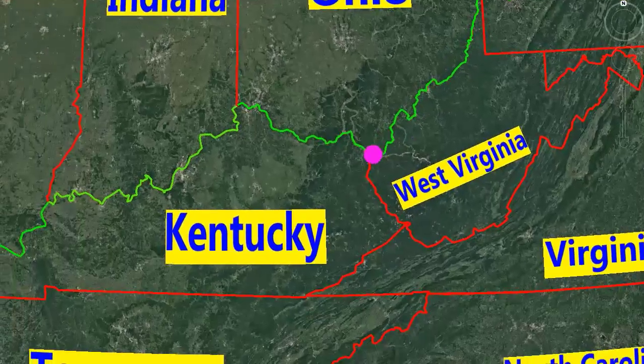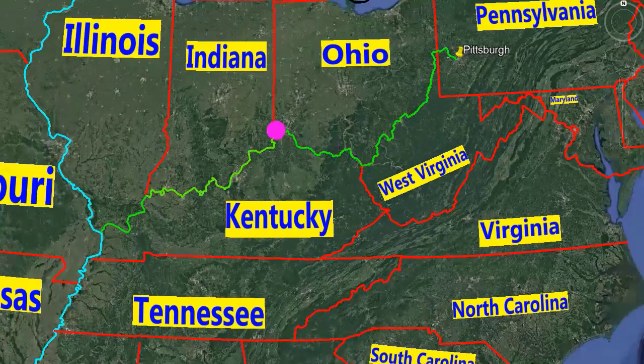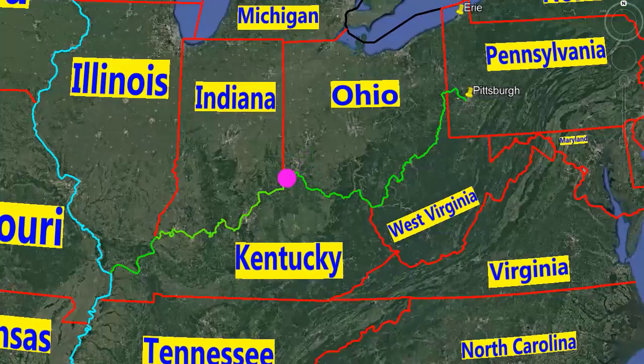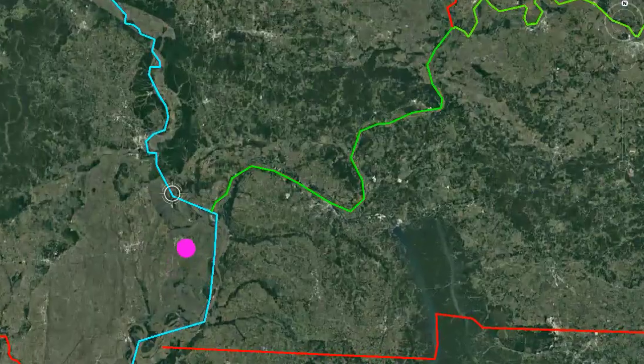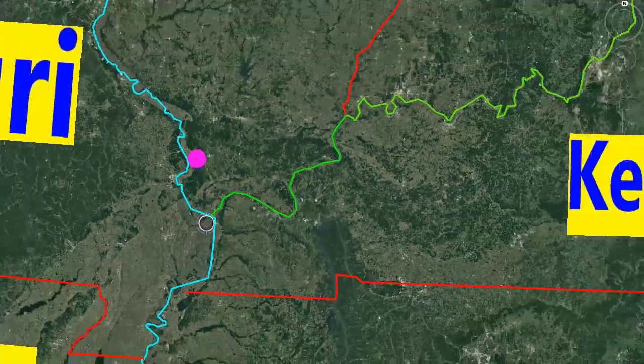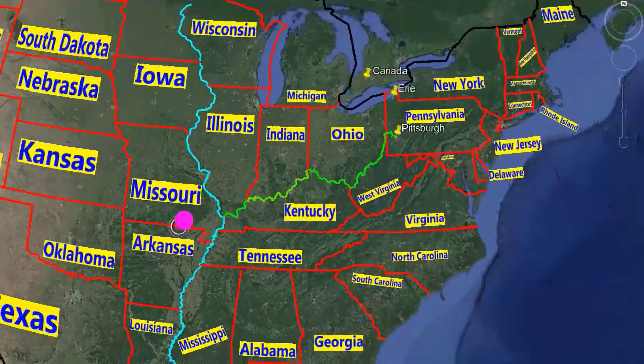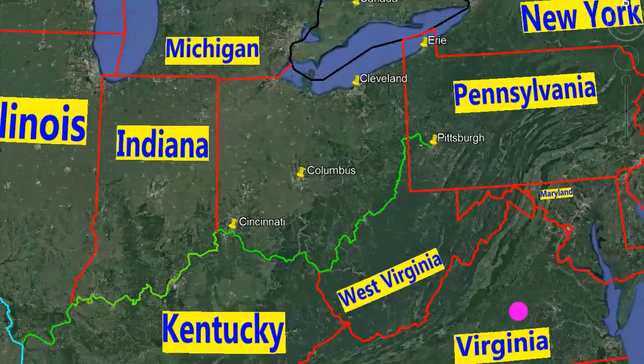Then it separates Ohio from Kentucky until it reaches the city of Cincinnati, then the river flows south of Indiana and south of Illinois. The Ohio River meets the Mississippi River at the southern tip of Illinois. It's the largest tributary of the Mississippi River. Let's go back to Ohio.